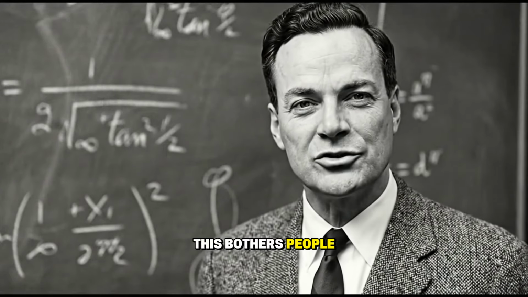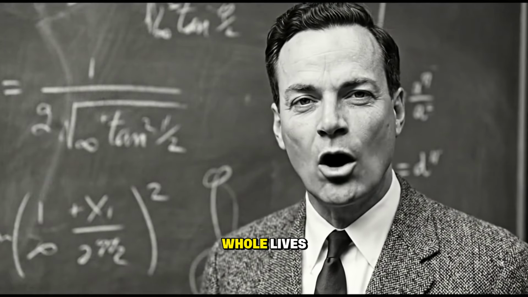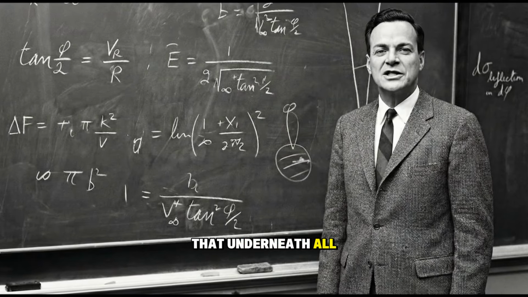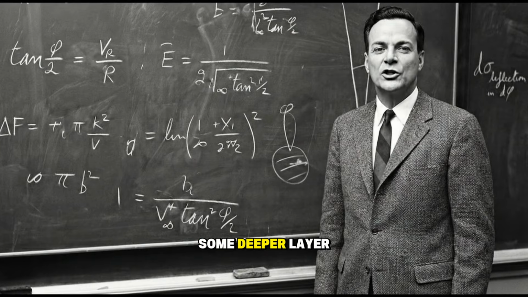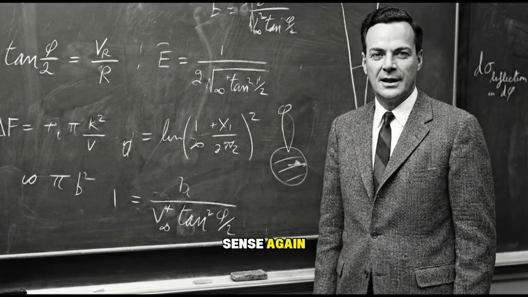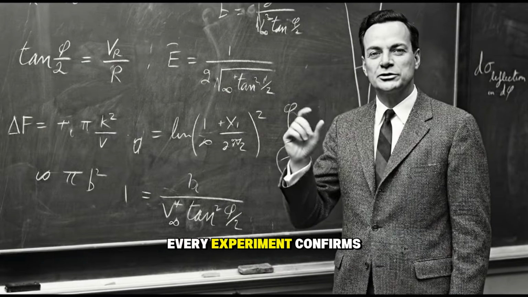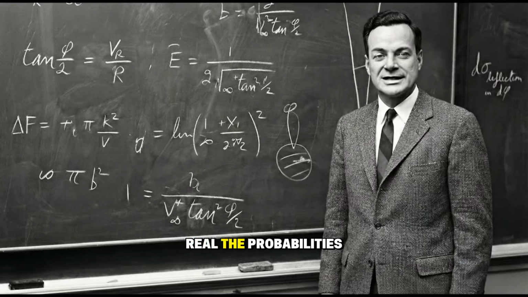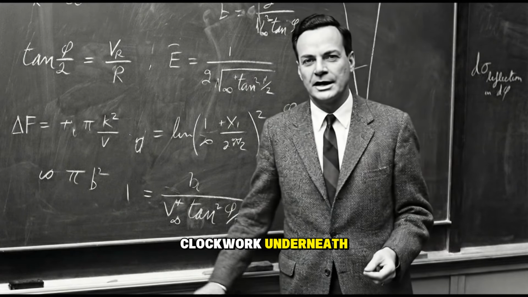This bothers people. It bothered a lot of very smart physicists. Some spent their whole lives trying to find a way around it, trying to prove that underneath all this uncertainty, there must be some hidden machinery, some deeper layer where things make sense again. So far, every attempt has failed. Every experiment confirms the quantum picture. The fuzziness is real. The probabilities are fundamental. There's no hidden clockwork underneath.